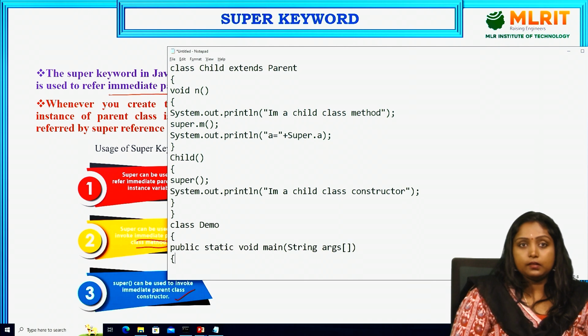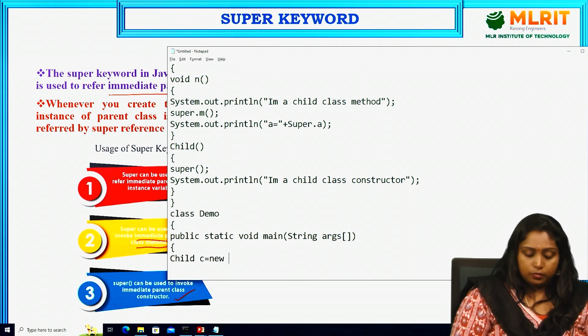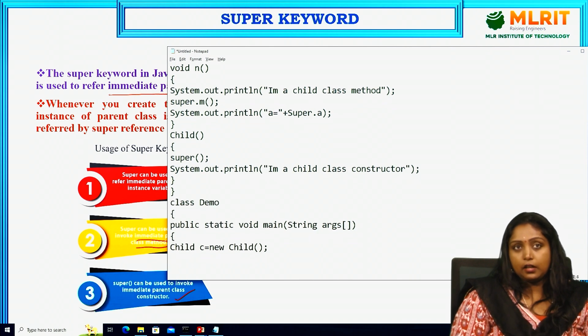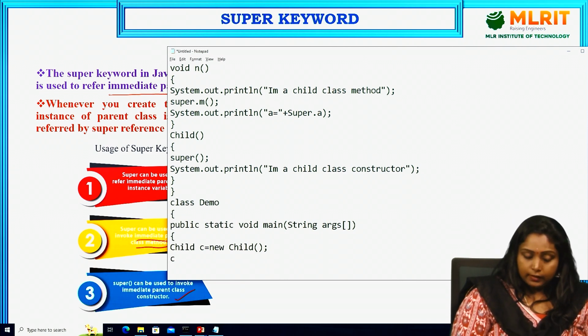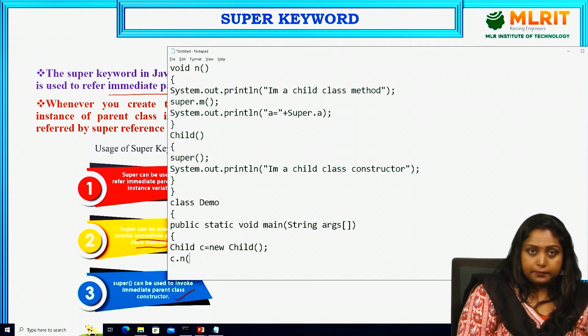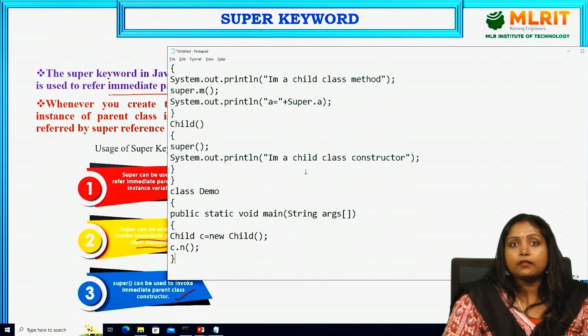String arguments. Now here I am creating the child class object: Child c = new Child(). Here I am calling the constructor of the child class. In the child class constructor we are calling the super method, which will invoke the superclass constructor. Simply c.n(), I am calling the child class method, in which I am taking the value of super.a, as well as calling the method of the superclass.